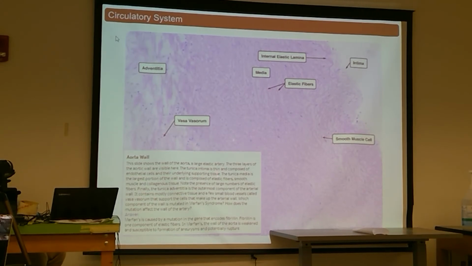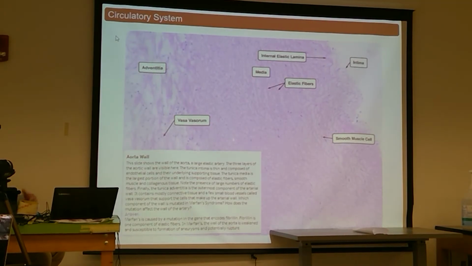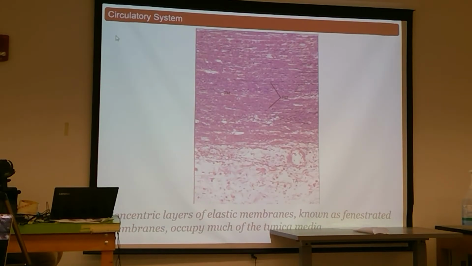And reading this stuff is always good for just getting extra information on some of the stuff that you're seeing here, and it asks you some good questions that give you some thought to think about when you're going through these things. Here's a decent slide that's showing you kind of the elastic fibers that are going through. So those are those darker staining fibers that are going through the middle.